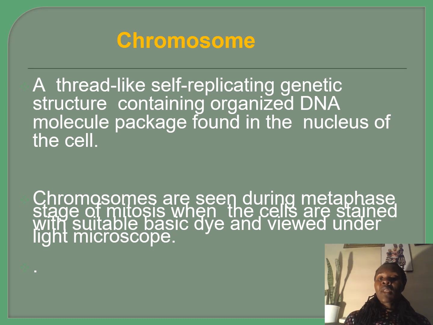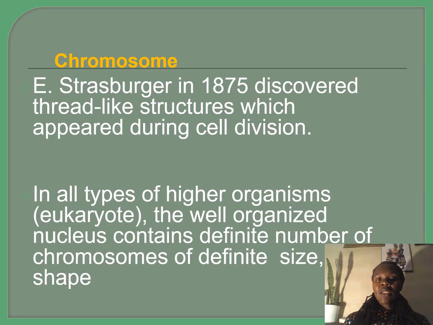So the chromosomes can be clearly seen during metaphase when you stain them with the correct dye, of course, and then view them under a light microscope. That is when you can clearly see the chromosomes. Strasburger in 1875 is the one who discovered the thread-like structures of the chromosome, which appear during cell division. Based on the findings Strasburger made, you already saw that the thread-like structures possibly could be chromosomes.